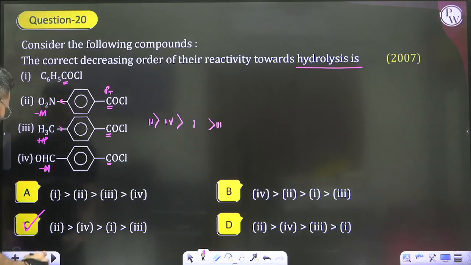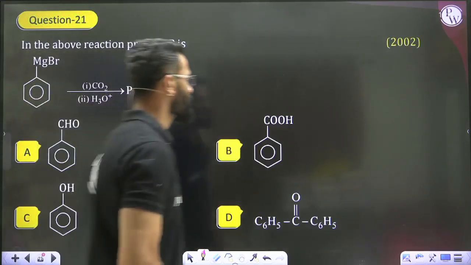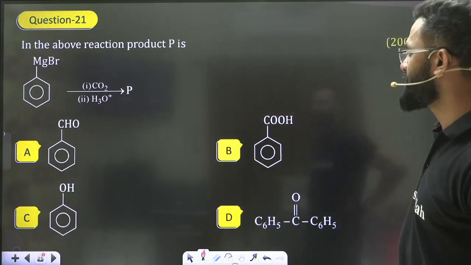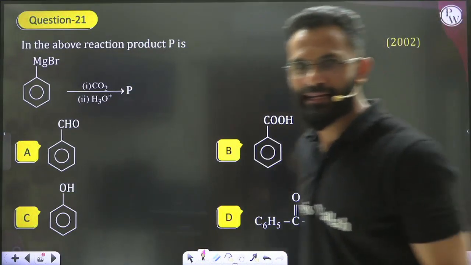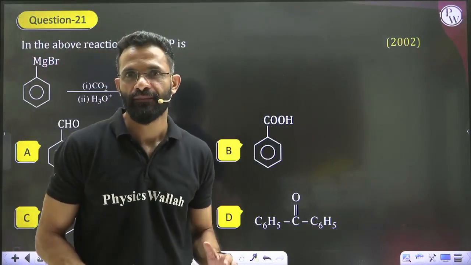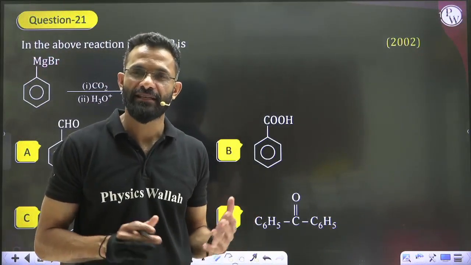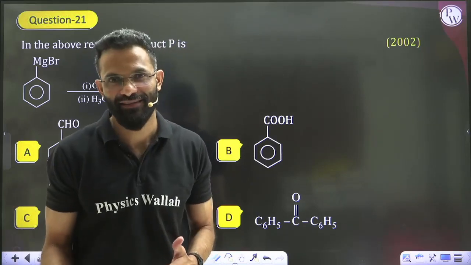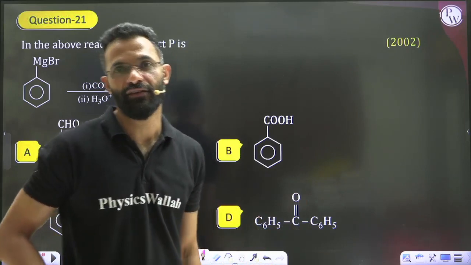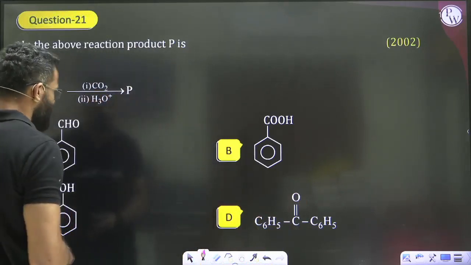Alright. Well guys, next question number 21. In the above reaction, the product P is, I guess this is a pretty straightforward, the simplest question among all. This reaction can be considered as a reaction from aryl halide as well, where we convert aryl halide into Grignard reagent and then further treat with dry ice or solid CO2. So see, that's what is happening here.